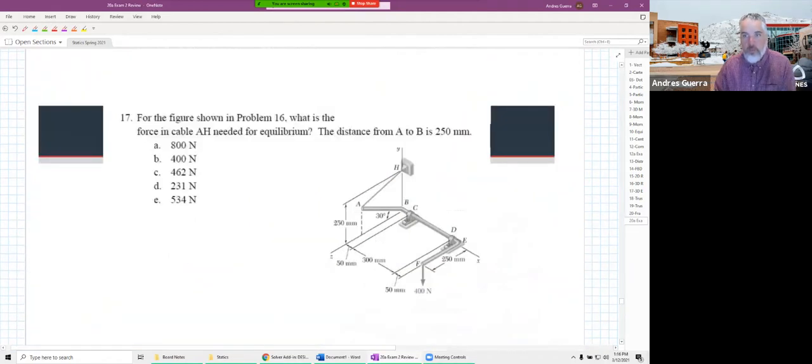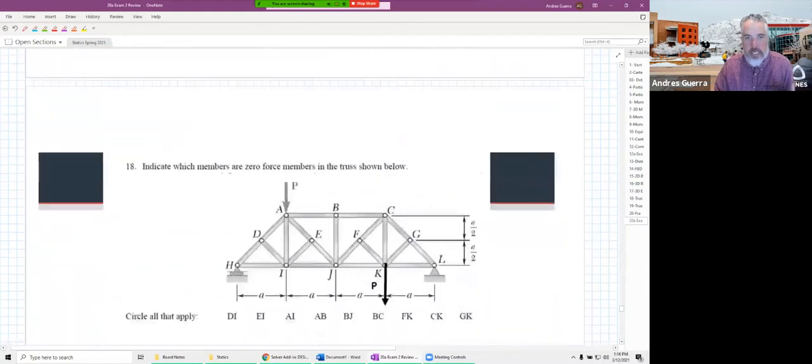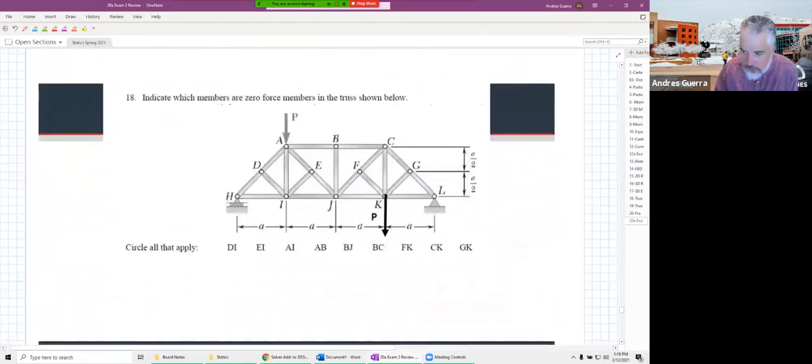Okay, so we did 16 and 17. Let's move on to number 18, which is our trusses. Remember, we started in the middle of the exam; we'll go to the bottom and then back up to the top here. Which members are zero force members in the truss shown below? Okay, zero force members. This is our search and destroy.